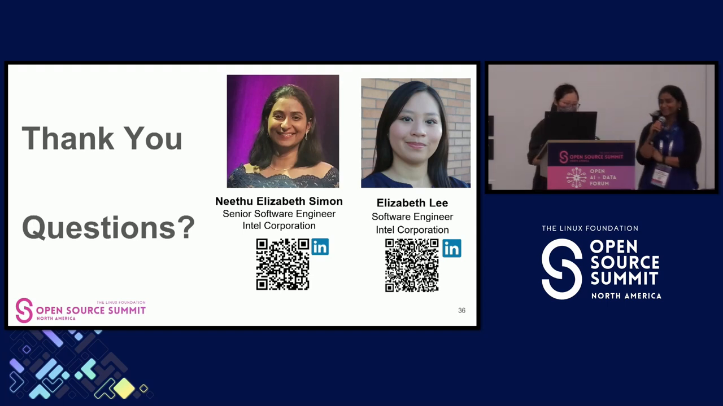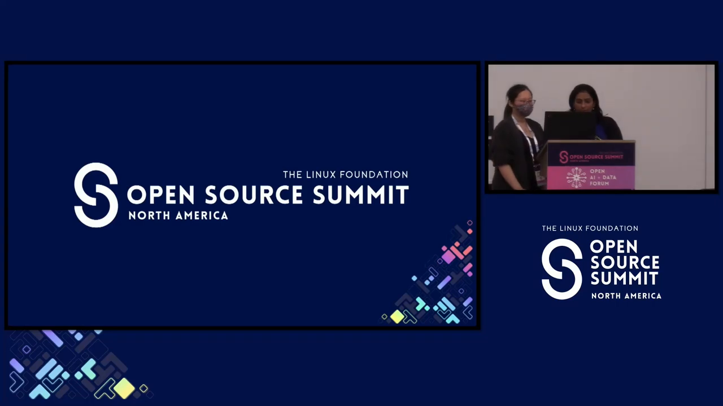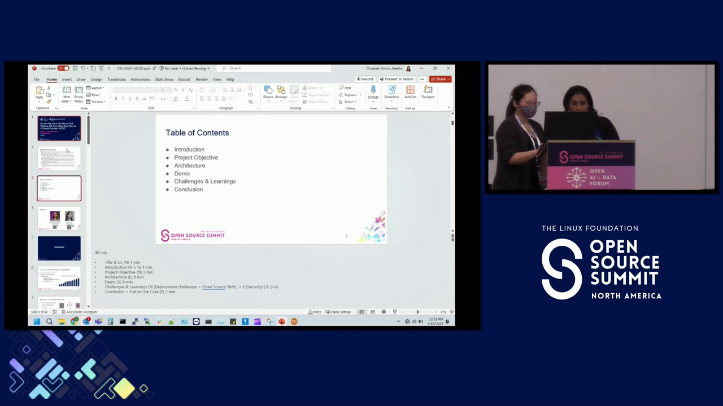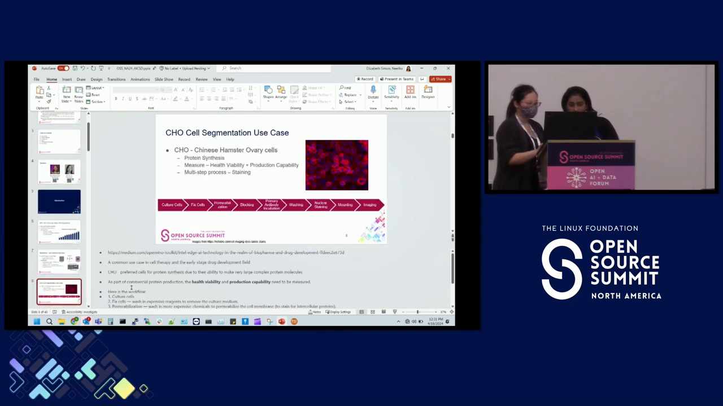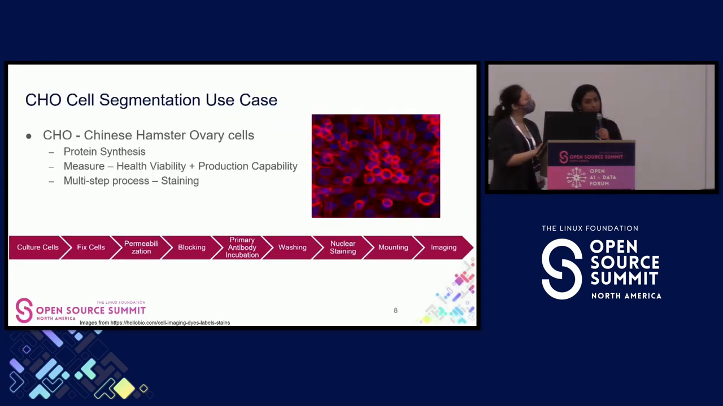Yeah, that was at the beginning. So the use case basically is, let me go back and show you the slides. Okay, so the customers that we were working with are into the biopharma side. They do cell analytics. And this particular use case that they were working on is for cell segmentation. And this CHO is the Chinese hamster ovary cells. It's used for protein synthesis.